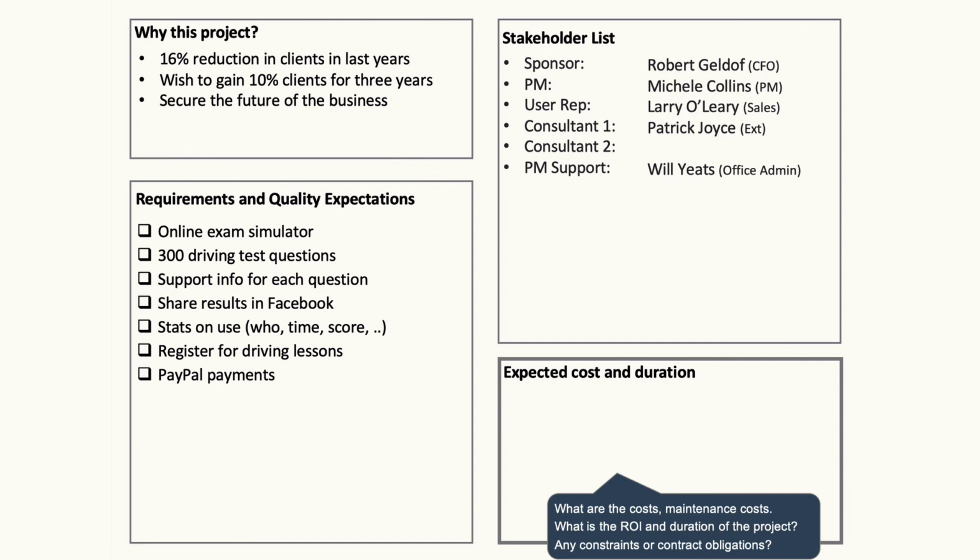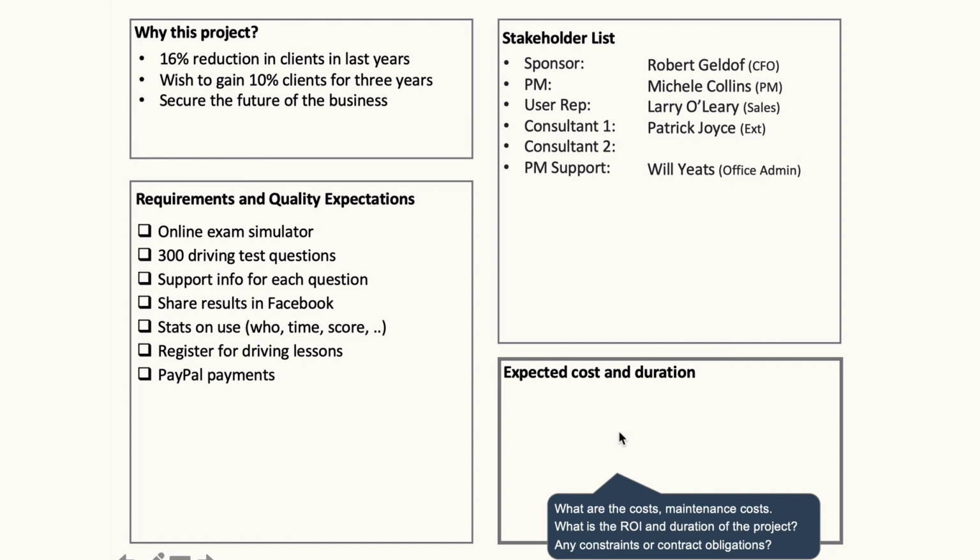So the next box we will fill in is expected cost and duration. Bobby just mentioned one thing here. This is just a first version of the project description. So as we learn more about the project, this can slightly change. It's not just that we define it once and that's it. No, it can continue to change, provided, of course, certain people agree with those changes.